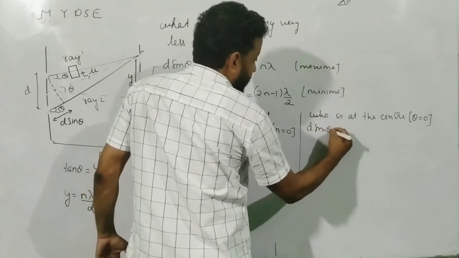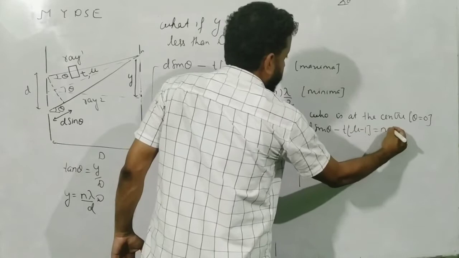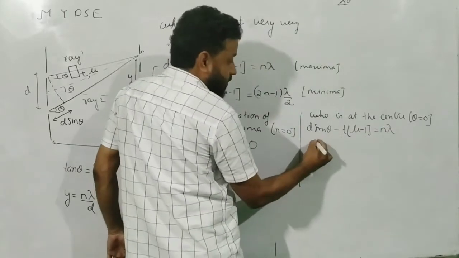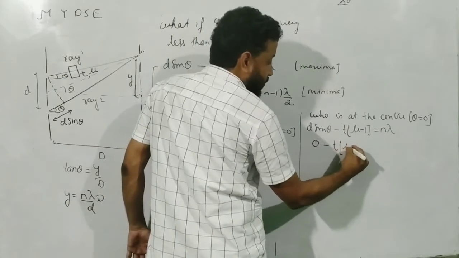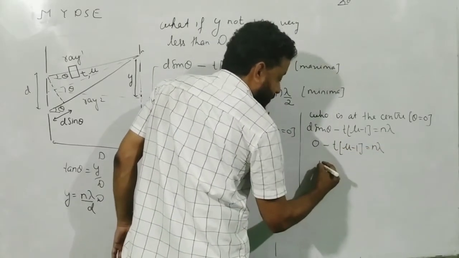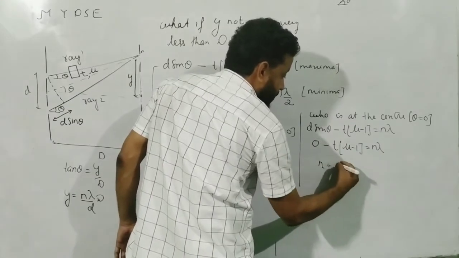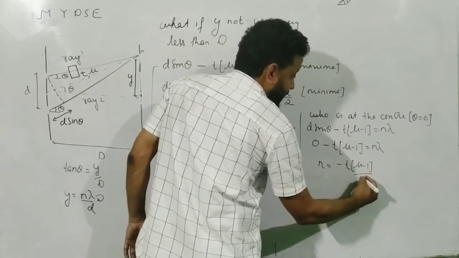If you are lucky, you will get the answer right away here only, or else you have to go for minima. So in this case, this will become 0, and minus t into (mu minus 1) equals n lambda, and that is equal to n equals minus of t into (mu minus 1) divided by lambda.